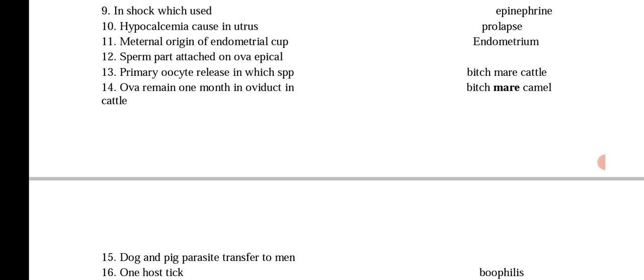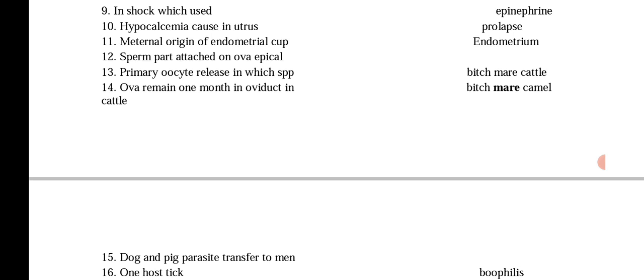Prolapse can be caused by hypocalcemia, so in prolapse we should give calcium to the hypocalcemic animal, or the animal that has prolapse.